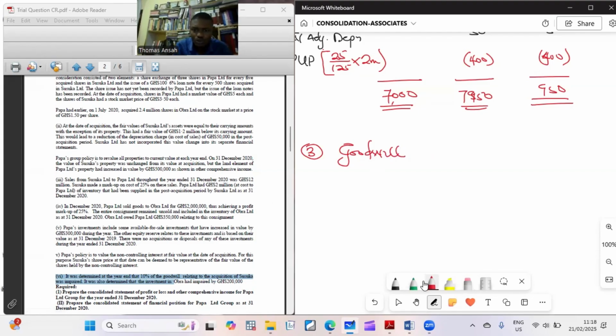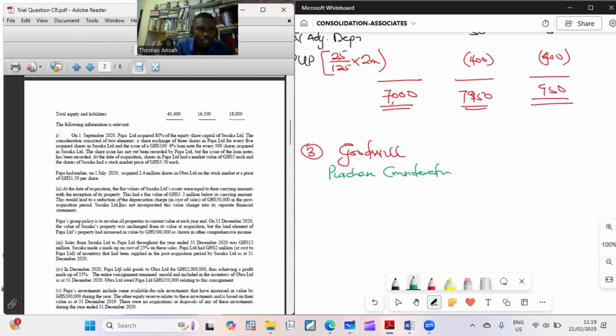So goodwill, we will start with the purchase consideration. How much was the entity purchased for? It was purchased using two means, right? If you remember, note 1. We are told that the first one is a share for share exchange. So step 1: S shares acquired, P shares issued, multiplied by value of P shares. So what are S shares acquired?